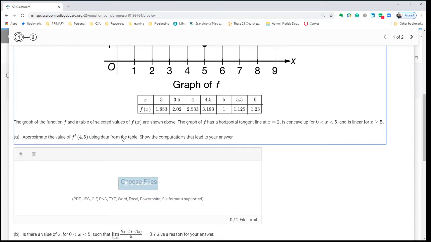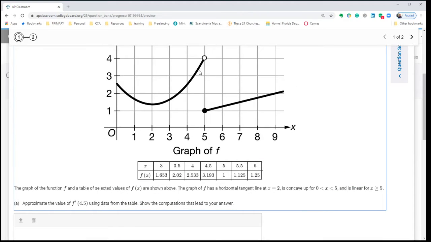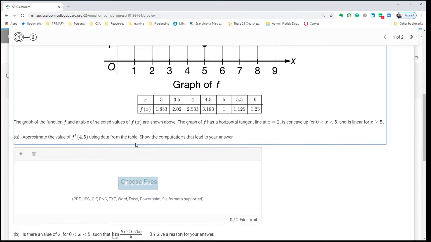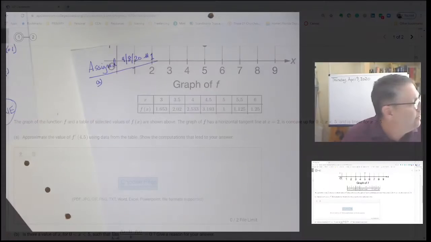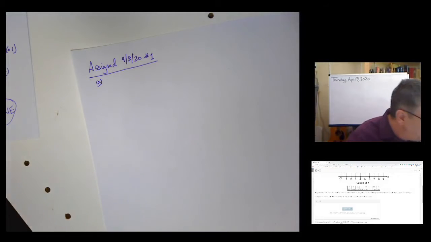So you can't use the graph, which means to estimate the slope, right? That's the derivative of the graph at 4.5. Your best estimate using data from the table is going to be, oh, I can't do it. Maybe, can you see that on there? You can. Okay, good. The best estimate from the table is going to be using f of 4 and f of 4.5. So let's go back to the document and we will do that.